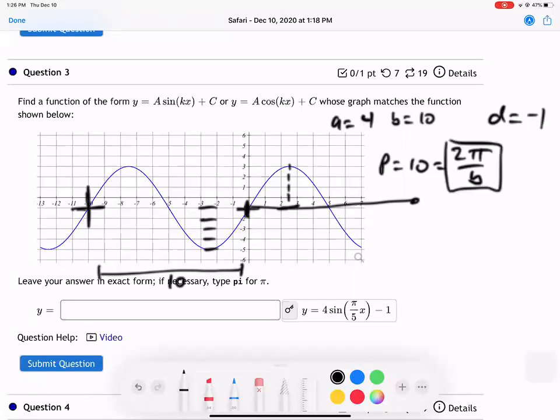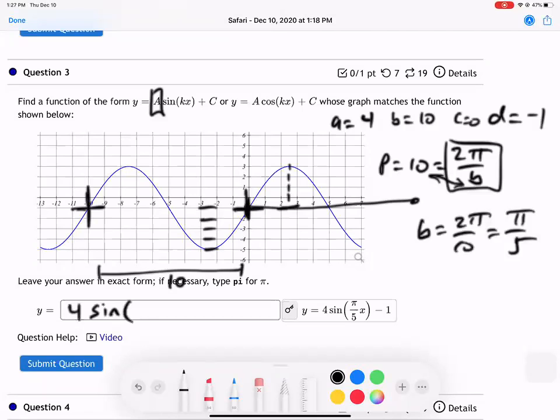Now it's actually a pretty easy trick. We said if I just flip b and 10, flip them over, b is equal to 2 pi over 10, reduce, pi over 5. So to write our equation, A, B, C, D, we said C was going to be 0, because we're starting at 0 here. So A is 4. We said we're going to use sine. Our B value is pi over 5x. No C value, and our D value is -1.